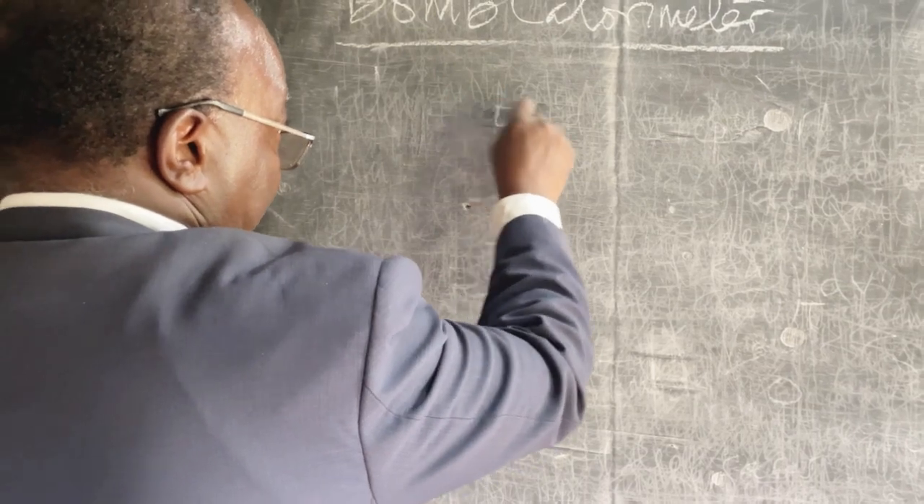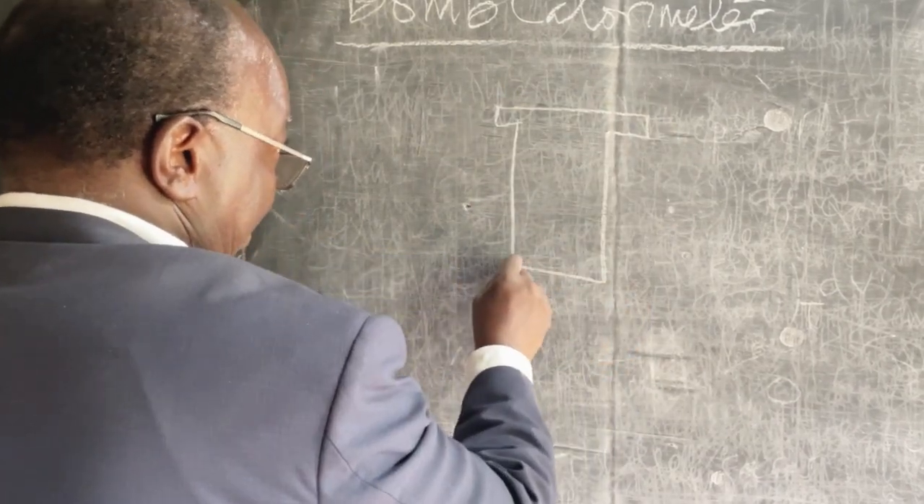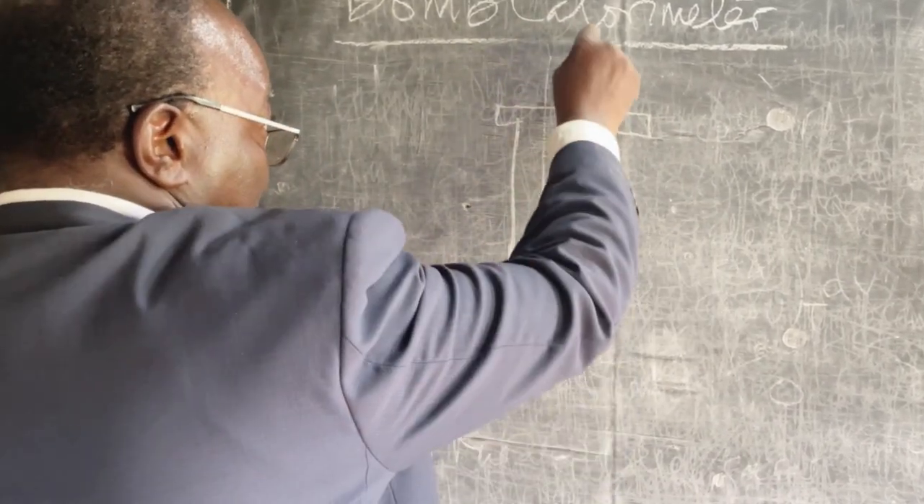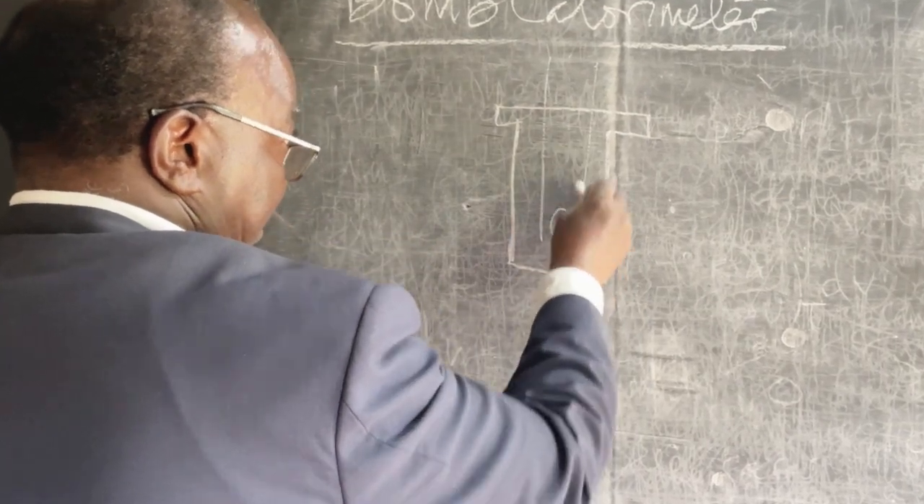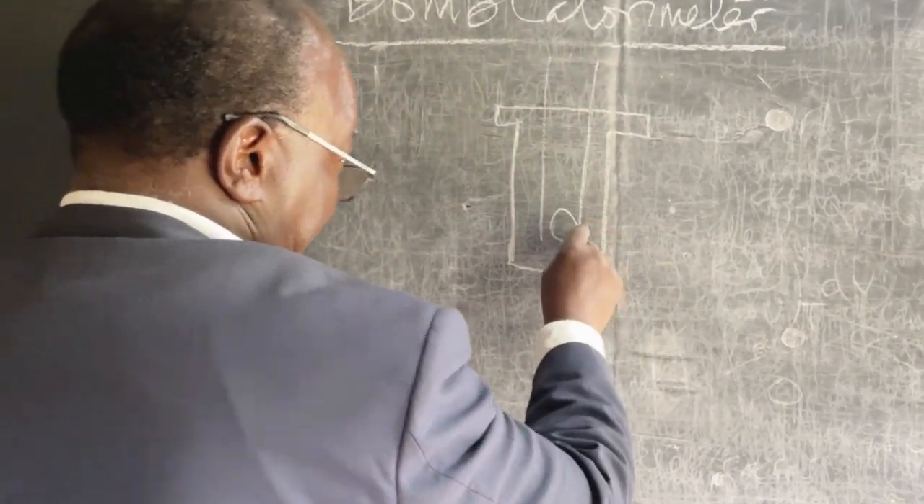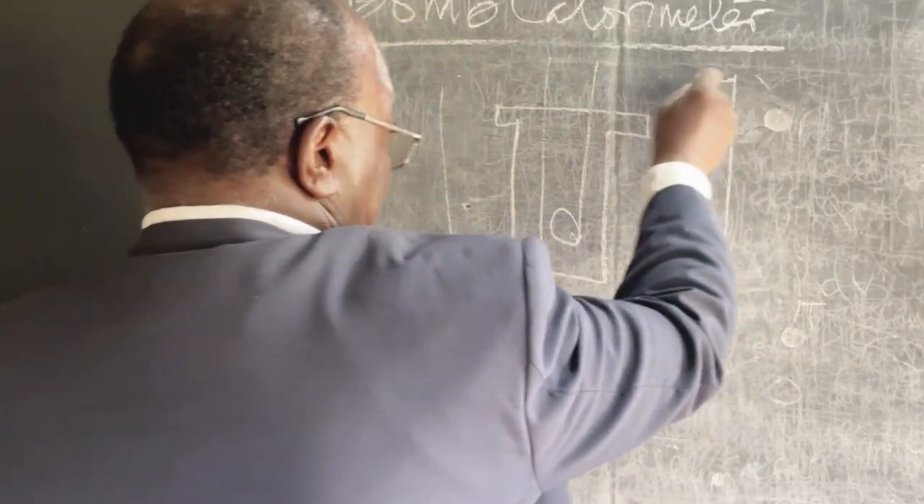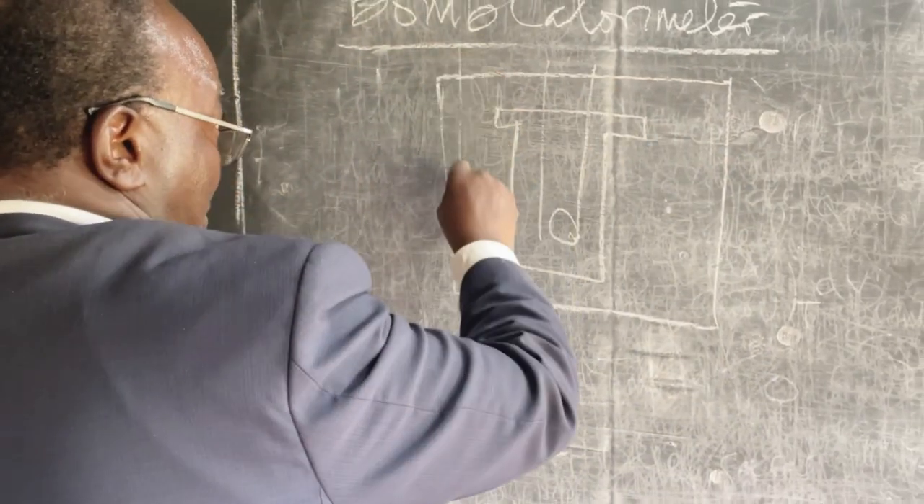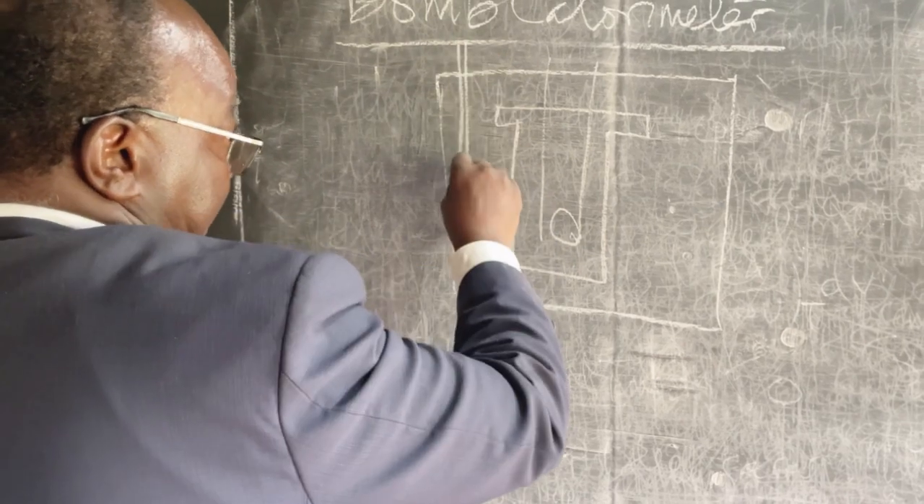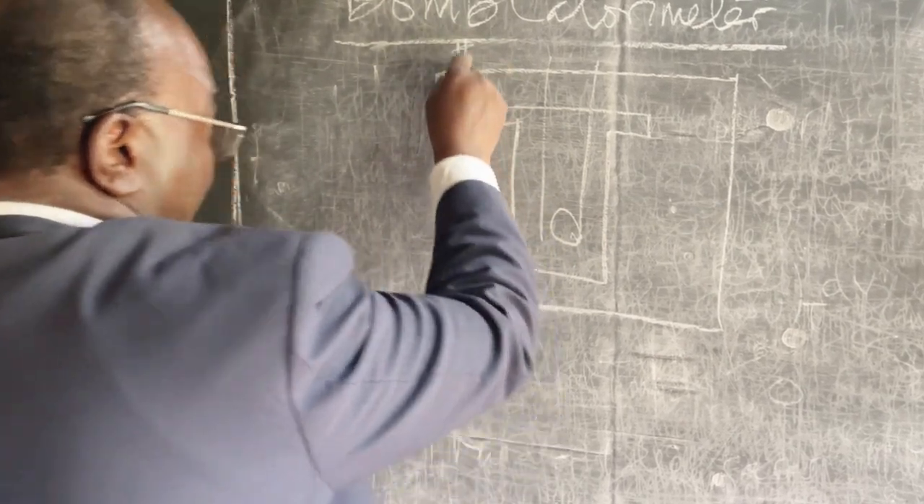So let's just draw it schematically, just sketch it. We have a constant volume bomb, and we have ignition terminals here. We have a sample holder. This is immersed in water. There's a thermometer. We have a thermometer here.